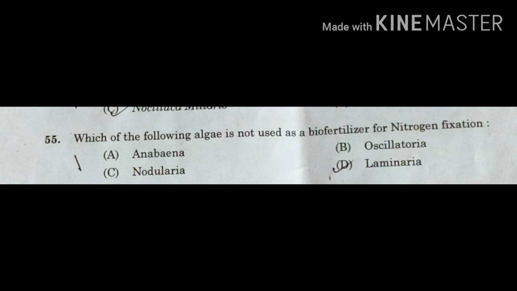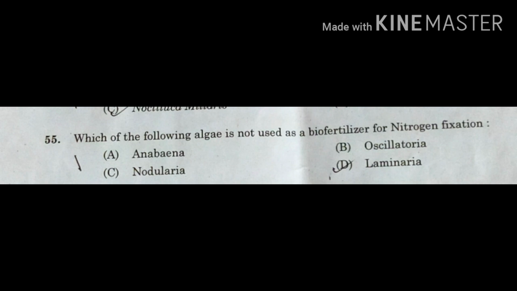Azolla is widely used in paddy fields as a biofertilizer. Why? Because Azolla contains an Anabaena association. That Anabaena will fix atmospheric nitrogen into useful nitrogenous compounds which can be utilized by the plant. The next one is Oscillatoria. Oscillatoria can also fix nitrogen, but it doesn't have the structure heterocyst. Such a type of cyanobacteria is said to be a non-heterocystous nitrogen-fixing bacteria.